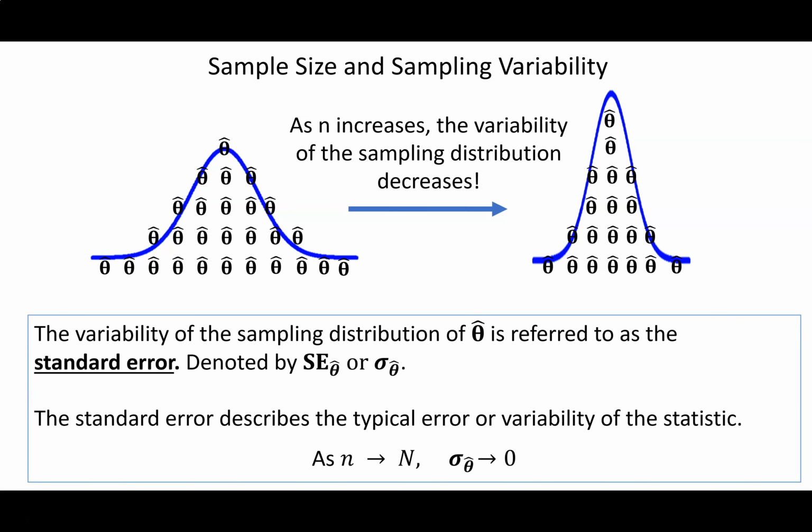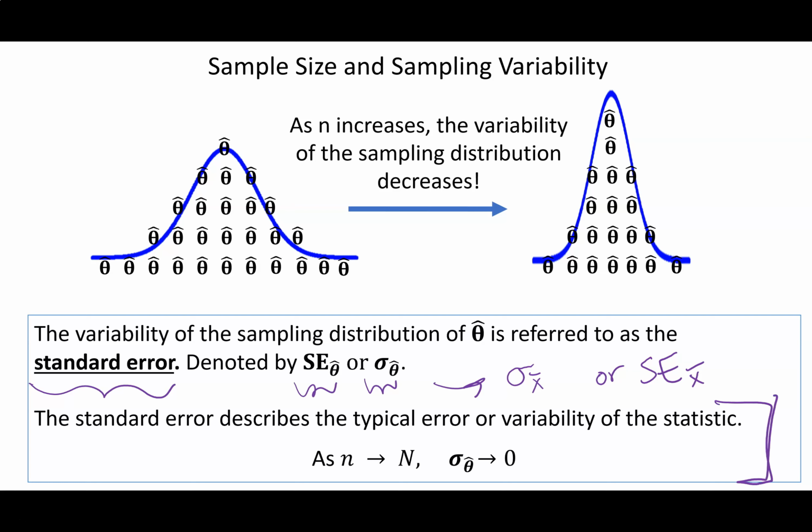The variability of the sampling distribution, we call this the standard error, and we denote it SE of theta hat or sigma of theta hat. So when we're talking about the variability, how much X bar varies from sample to sample, we call this the standard error. We'll use SE or sigma. For the next couple weeks, we'll use sigma of X bar. We also use SE of X bar.